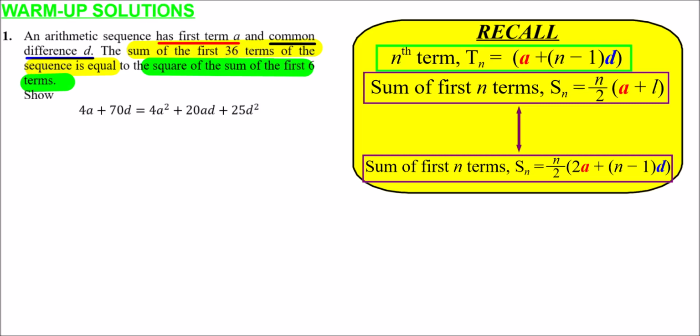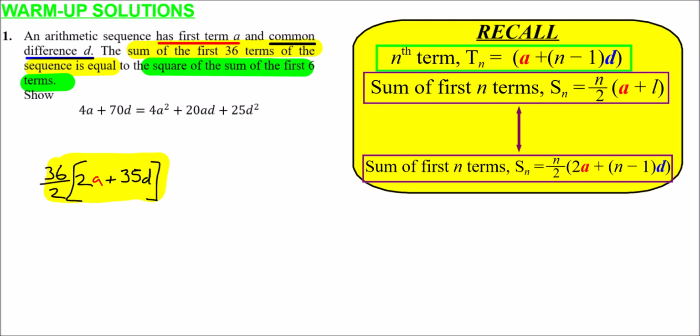So we can now use this. So the sum of the first 36, we can say that's where n is 36. So in other words, we're going to have 36 over 2 times 2a plus n minus 1 lots of d. So for 36 terms, n is 36, so n minus 1 must be 35. So then n minus 1 times d must be 35d. So I've got plus 35 lots of d. So that's the sum of the first 36 terms.